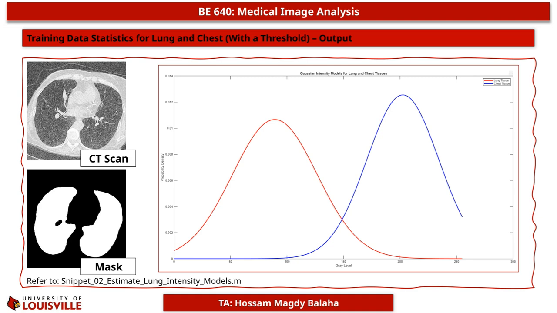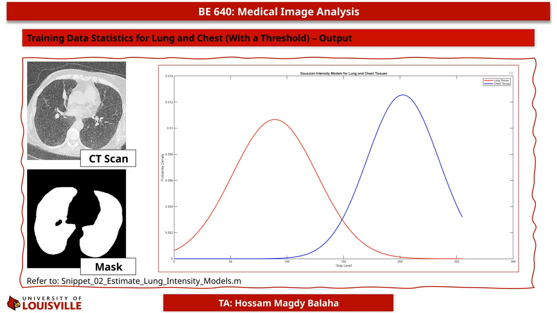The slide also points to the MATLAB file, snippet_02_estimate_lung_intensity_models.m, as a reference implementation for this step. That reference is important because it provides the method behind the output, rather than treating the displayed result as an isolated visual. Since this is labeled as an output with a threshold, the intended interpretation is to examine how the selected threshold separates relevant lung or chest regions from the rest of the scan. In practice, the CT and mask should be reviewed together to assess whether the resulting training data captures the intended anatomy consistently.